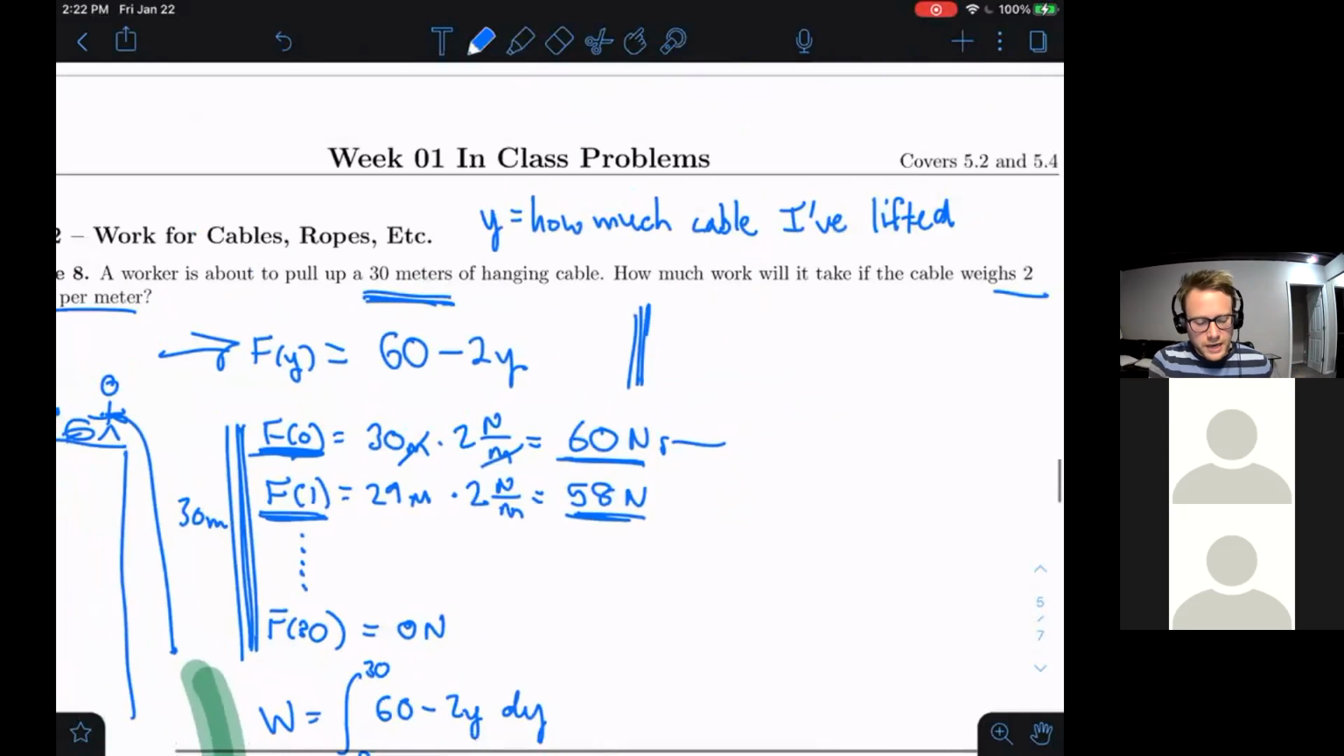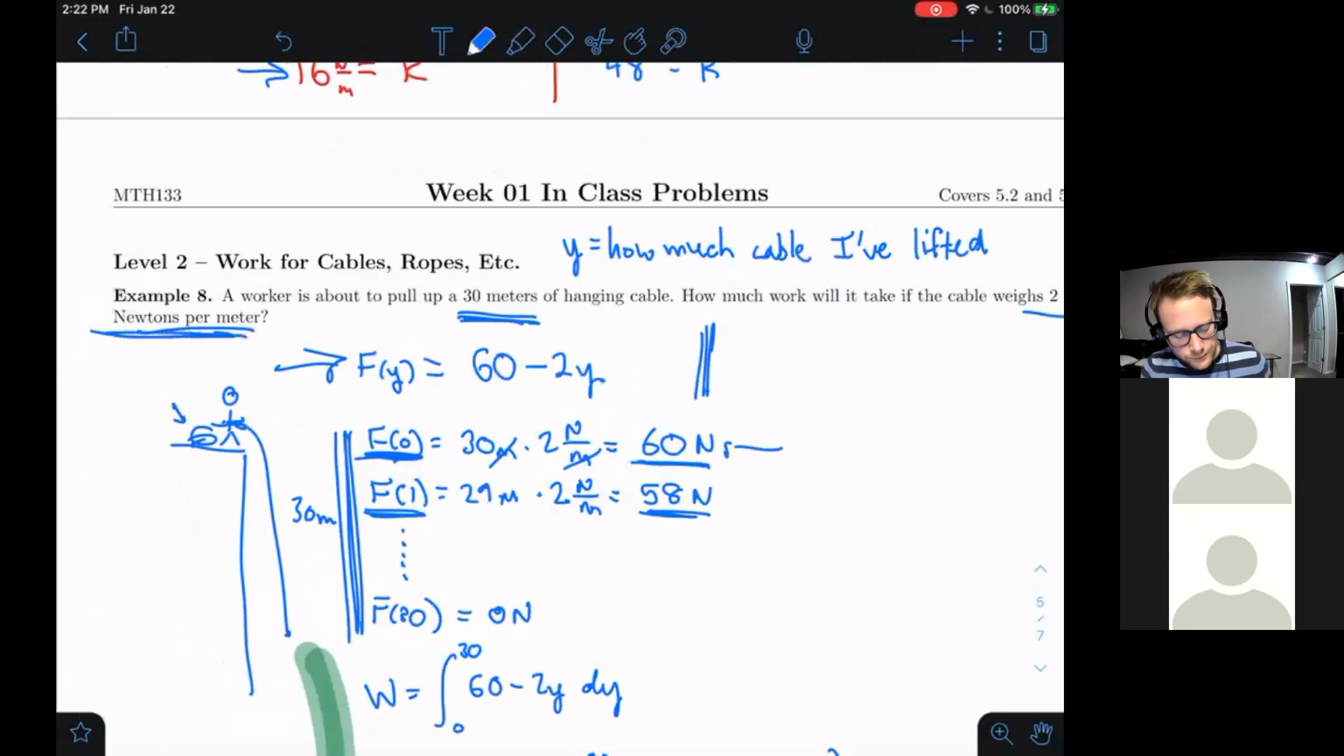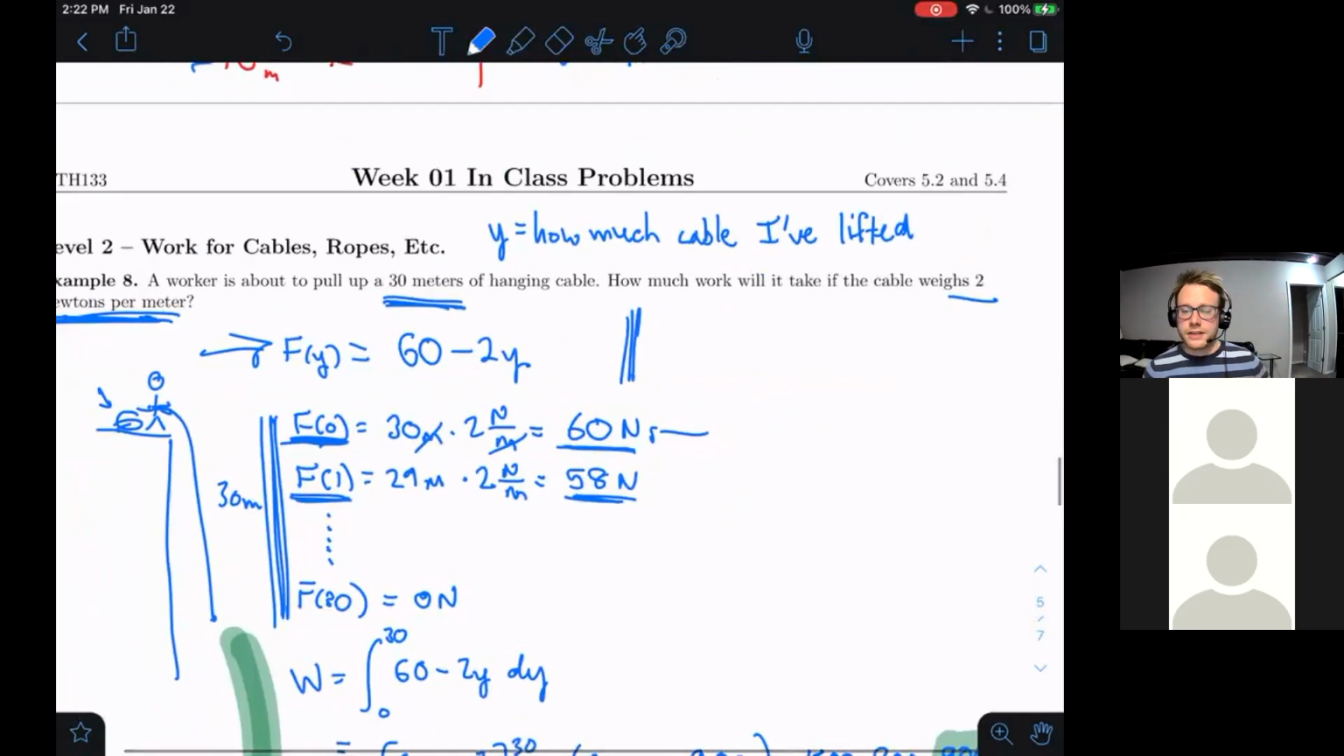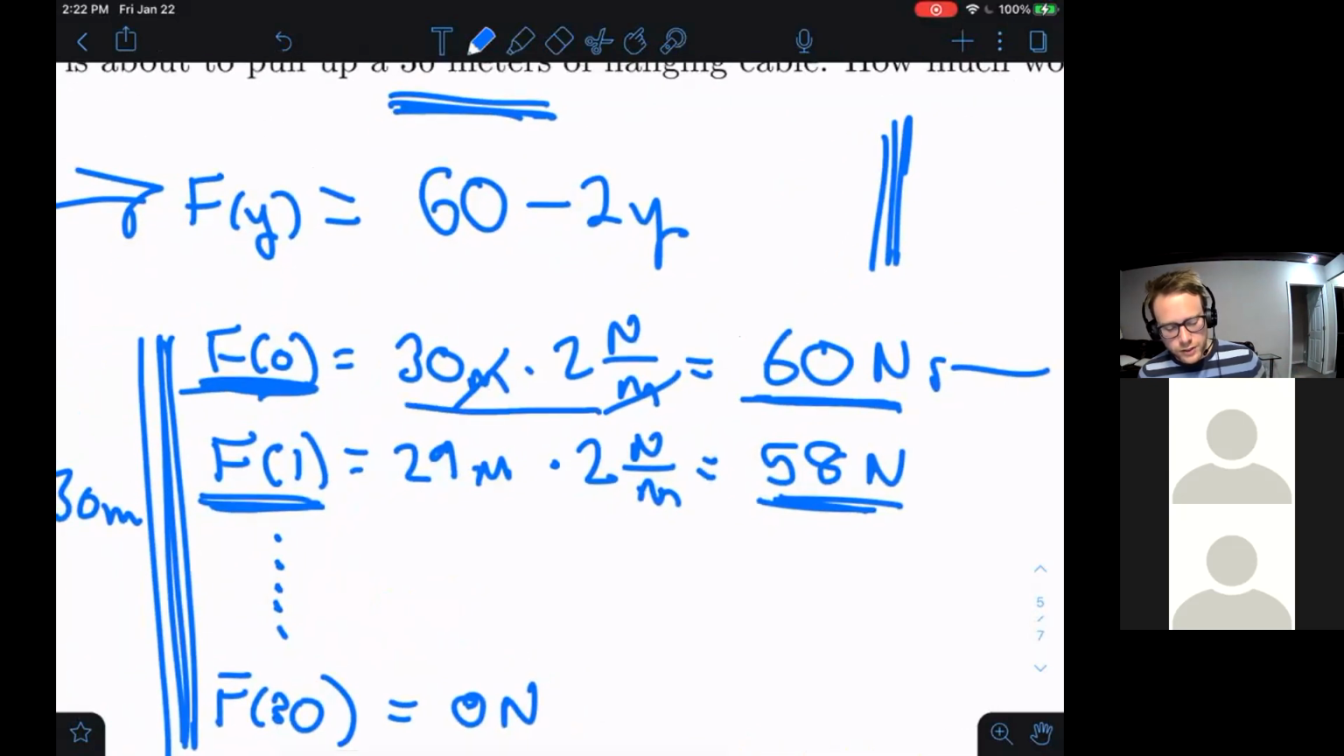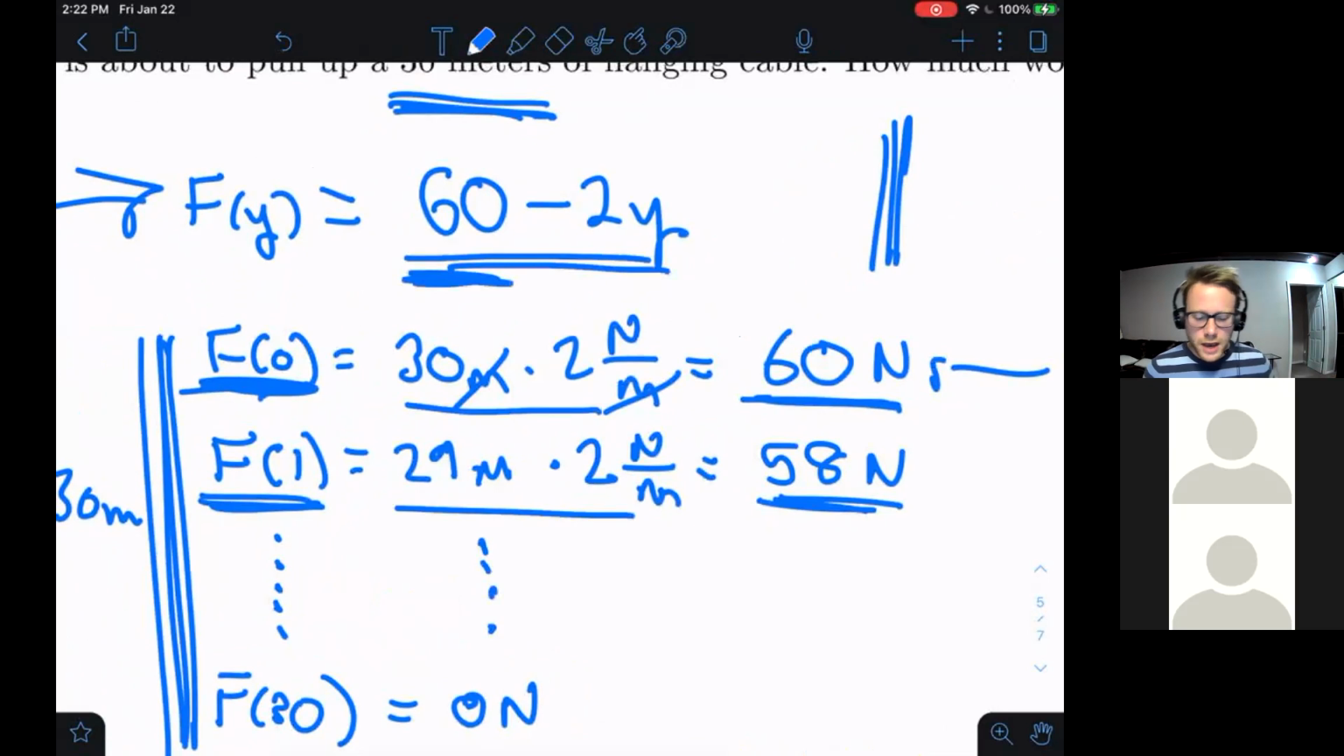Because it weighs 2 newtons per meter, this is the critical thing, that this is linear. For each meter that's hanging off there, whether it's 30 still, whether it's 29, and so forth, there's 2 newtons per each one of those meters hanging off. So initially there's 60 newtons of force. And then for each meter that I lift up, 2 newtons go away, because that cable is no longer hanging off of my cliff. It's coiled up in a pile behind me. I don't really care about it. I don't have to apply force to that cable.